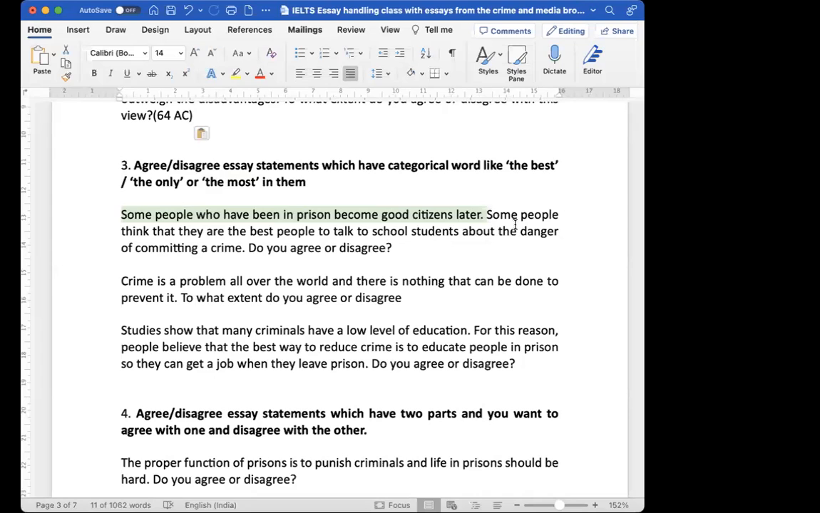Somebody saying, no, it's a fact. Some people have been in prison and have become good citizens later. Yes, it is a fact. Now comes the point with which you have to agree or disagree. Some people think that they are the best people to talk to school children about the danger of committing a crime. Do you agree or disagree?